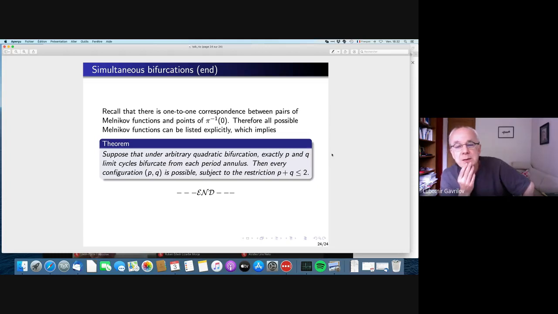The theorem is, in a sense, a deception, because we hope to get 4 limit cycles globally, but we take only 2. So all configurations are possible. So it means 1, 1, 2, 0, 0, 2, 0, 1. But the sum is at most 2, and this corrected a mistake in the previous paper of Libre and changes.